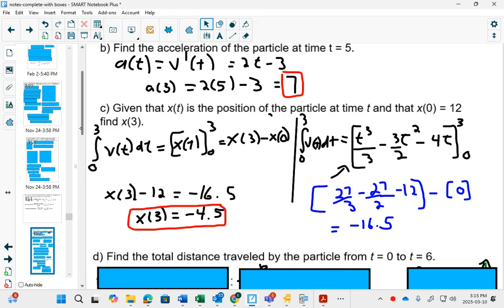So if I plug in that actual equation and find its integral and plug in 0 and 3, what this tells me right here, this negative 16.5, is how much it's changed from 0 to 3.